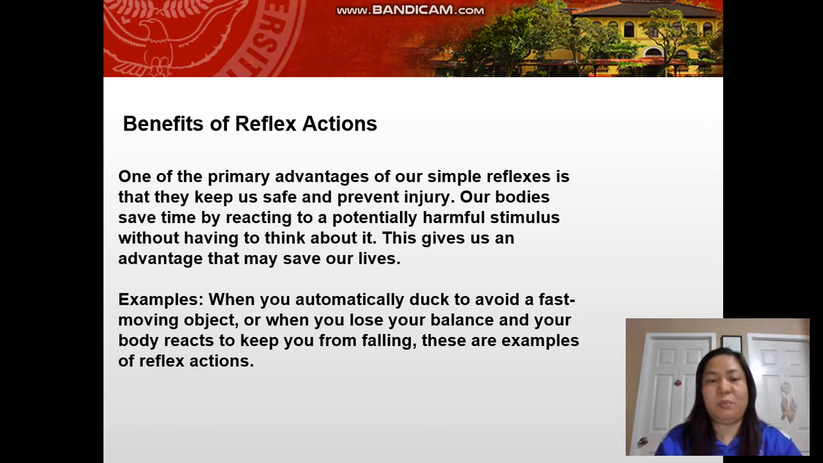Ito na nga ang example. When you automatically duck to avoid a fast-moving object, alam mo may tumatama sa'yo, nagamit mo yung stimulus which is ang ginamit yung eyes mo. So nakita mo yung moving object na matatamaan ka, okay? Or when you lose your balance and your body reacts to keep you from falling. These are examples of reflex action.